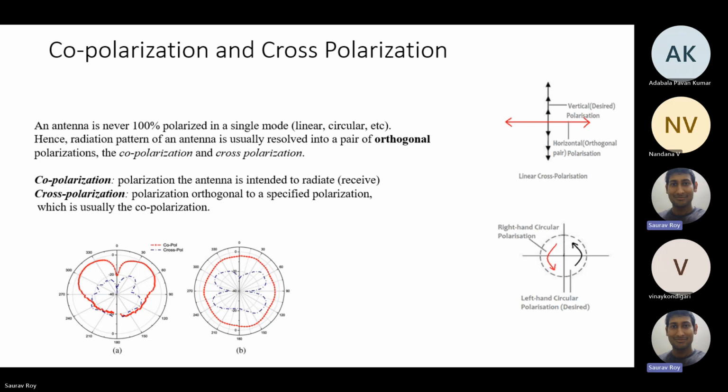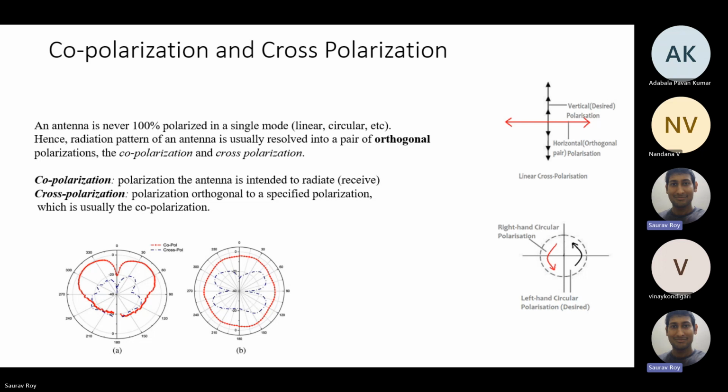So it says the antenna is never 100% polarized in a single mode. See, we have multiple modes like linear, circular, and elliptical. So generally in the antenna, a pure mode is not excited. So it will create some amount of linear polarization, some amount of circular, and all this. So how do you measure that? How good is your antenna? So that's why these terms have come into the picture.